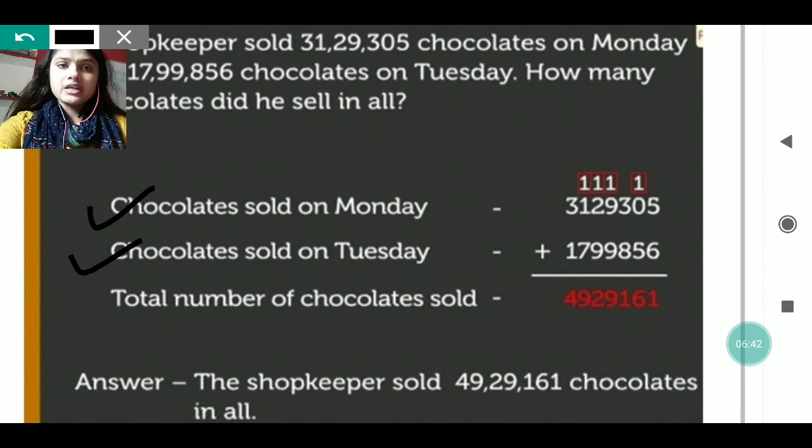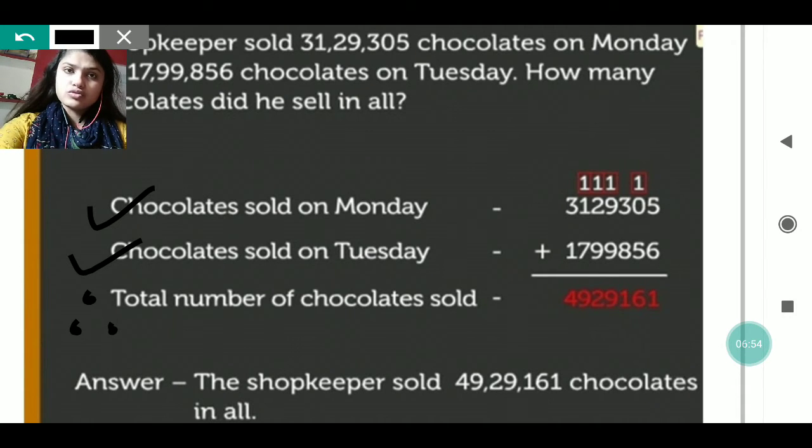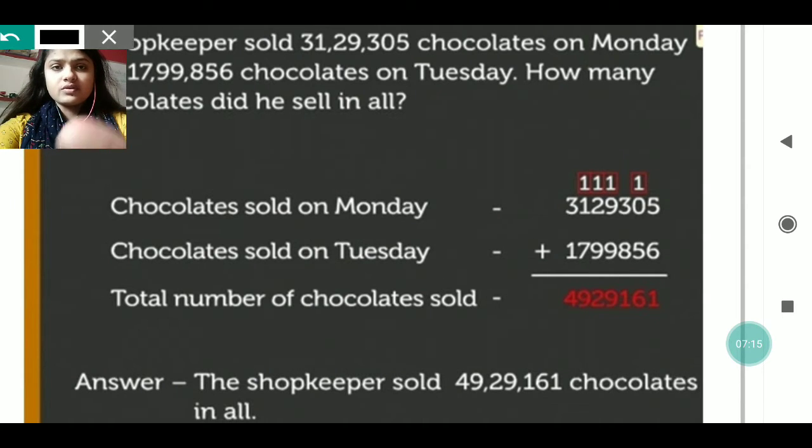After that you have to add it, and the last, the conclusion statement, you will write: therefore the total number of chocolates sold, because you have to write how much total is sold. You can write that by adding the two which they sold on Monday and the next which they sold on Tuesday. So after adding the two, we have got the shopkeeper sold 49,29,161 chocolates in all. In all they have sold this much.